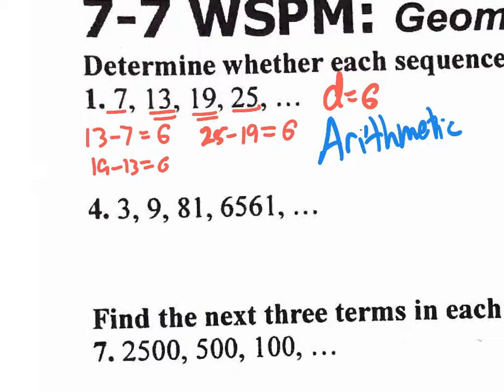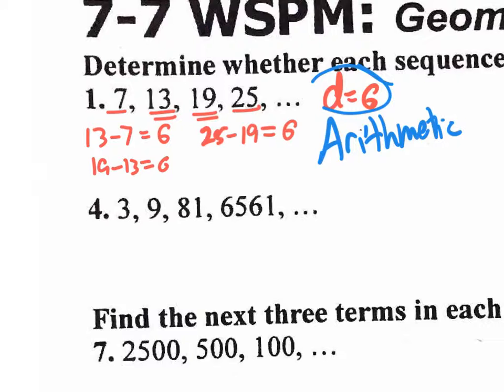So everybody write that down as your answer. Arithmetic, the explanation, because it has a common difference of 6. Now, if that 6 were not in between every single one of these, then it wouldn't be working. It would not be arithmetic. It might be geometric or neither.